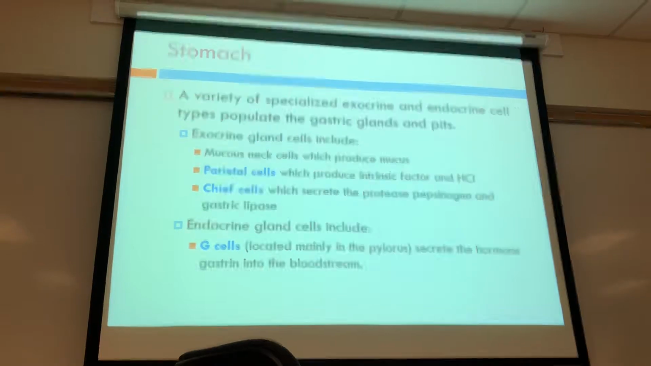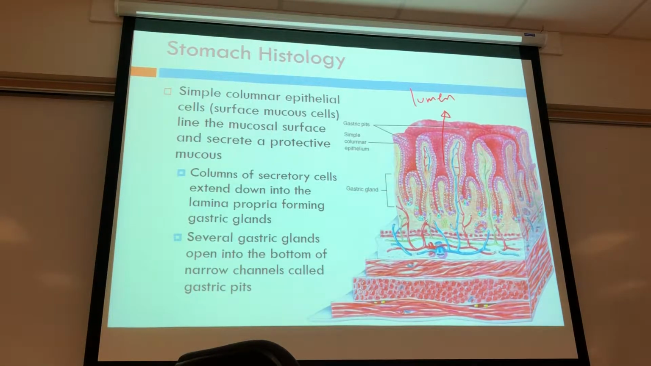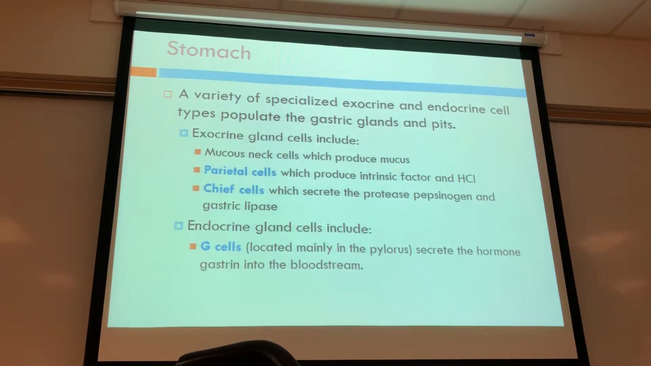The three that we'll talk about are mucous neck cells, which are prominent more towards the top of the gastric pit. You also have surface mucus cells, which are up at the very top. Besides the mucous neck cells, we have our parietal cells, and then we have our chief cells. Parietal cells are going to be the ones that produce what's called intrinsic factor, and we'll talk a little bit about that later on. But the main idea behind parietal cells is that they produce hydrochloric acid.